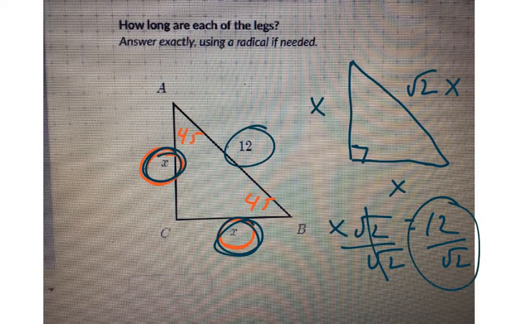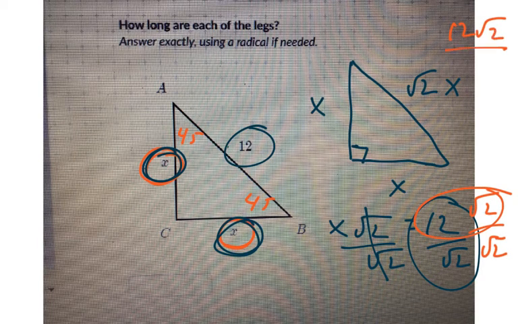Here's our answer, but guys, it needs to be rationalized. So I'm going to do square root 2 over square root 2. That's 12 square root 2 over square root 2 over square root 2 is a regular 2. And then finally, 12 divided by 2 is 6. So in the box here, we're going to type in 6 square roots of 2.